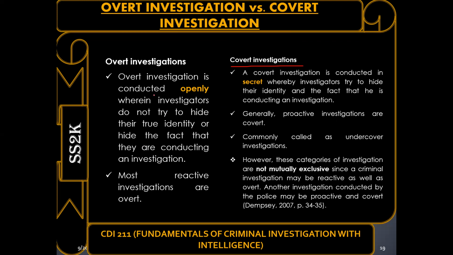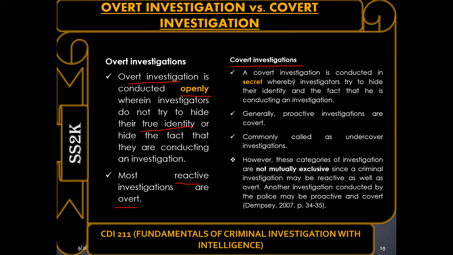So napakasimple lang ito, no? Overt investigation is conducted openly. Ibig sabihin yung investigador ay hindi na kailangang itago ang kanilang pagkatao bilang mga investigador or police. They will not hide their true identity or hide the fact that they are conducting investigation. Most reactive investigation are overt. Okay, pag may nangyaring krimen, siyempre may nag-report, alangan namang magpapalit ka pa ng uniforme para hindi ka mahalata ng pulis, di ba?